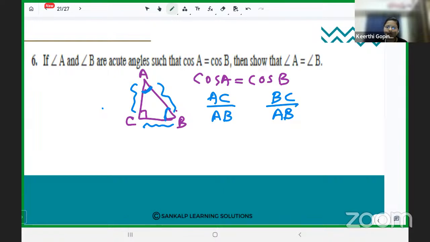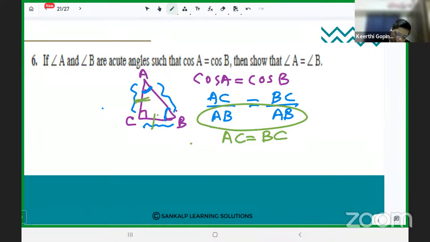According to the question, cos A is equal to cos B, which means AC by AB is equal to BC by AB. Since the denominators are same for both, we can write AC is equal to BC.